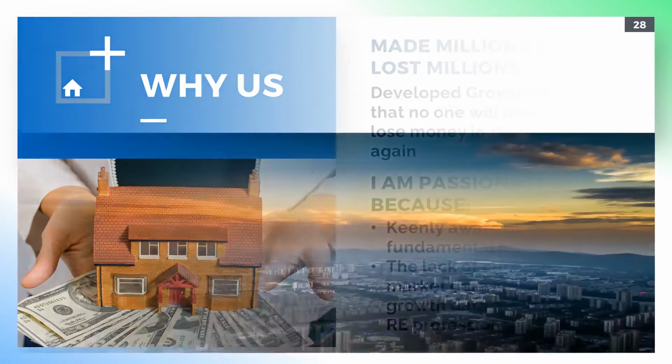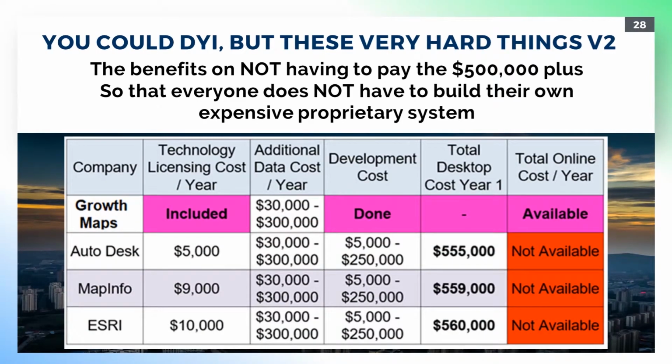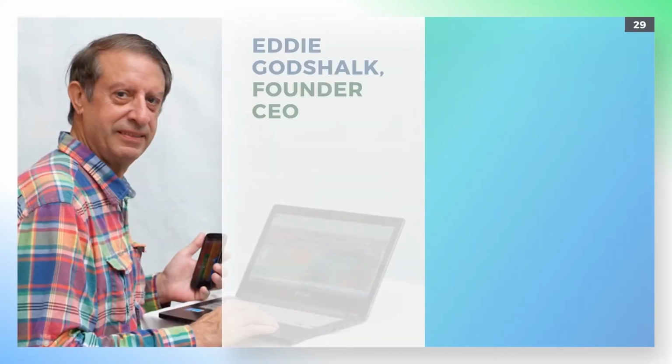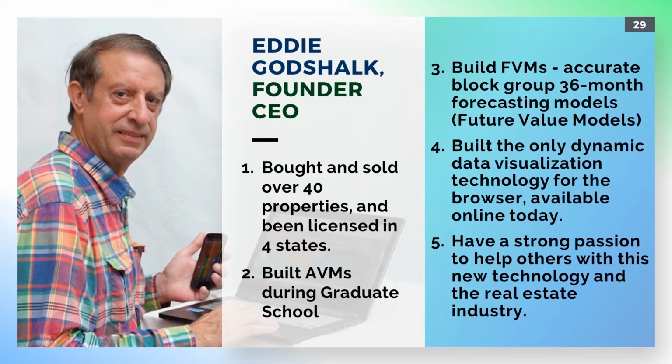You know, the big companies, they've had access to this type of data science and technology, and they've got software and teams of people and huge budgets to be able to make this happen. But the average investor just hasn't had that. And so Eddie put together this software. Now, a couple things about Eddie is he's bought and sold over 40 properties and been licensed in 4 states. He's built AVMs during graduate school and FVMs, which are future value models, according to Block Group 36 forecasting models. He's also built the only dynamic data visualization technology for the browser available today, which is the product that you're looking at, Growth Maps.